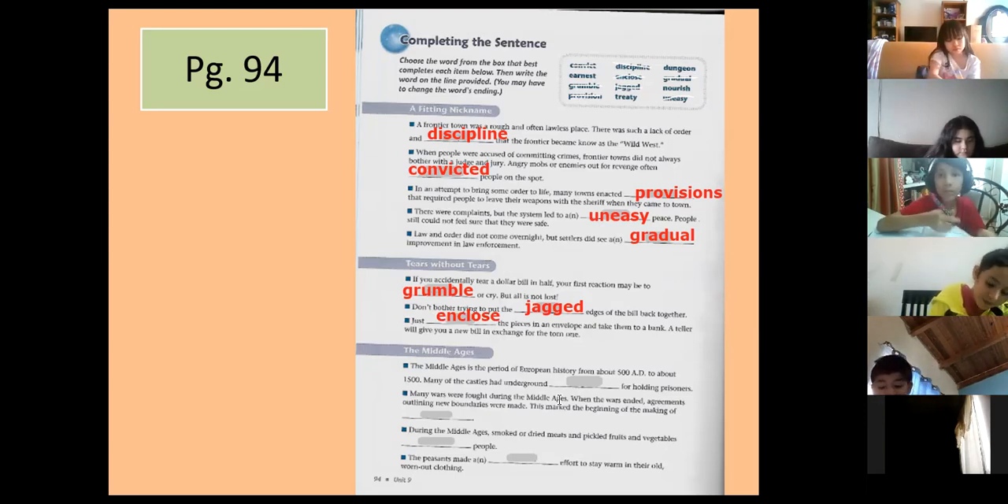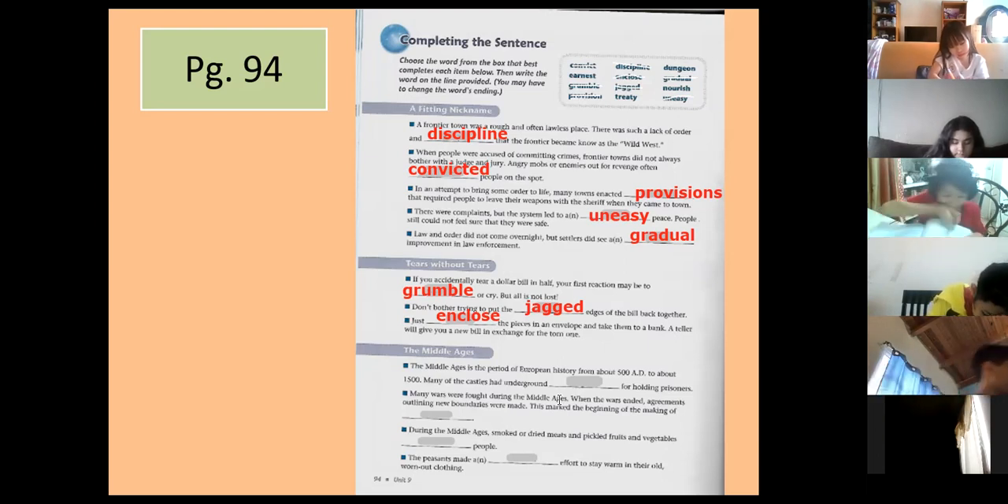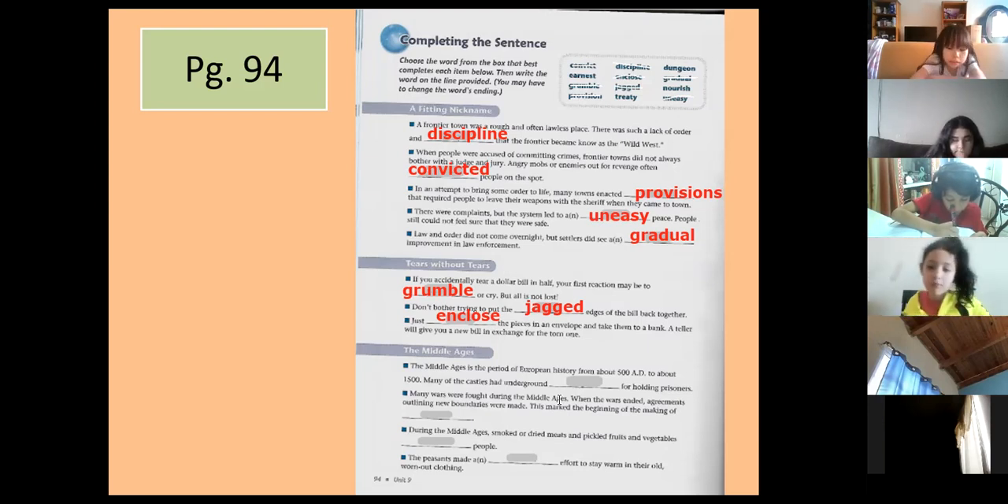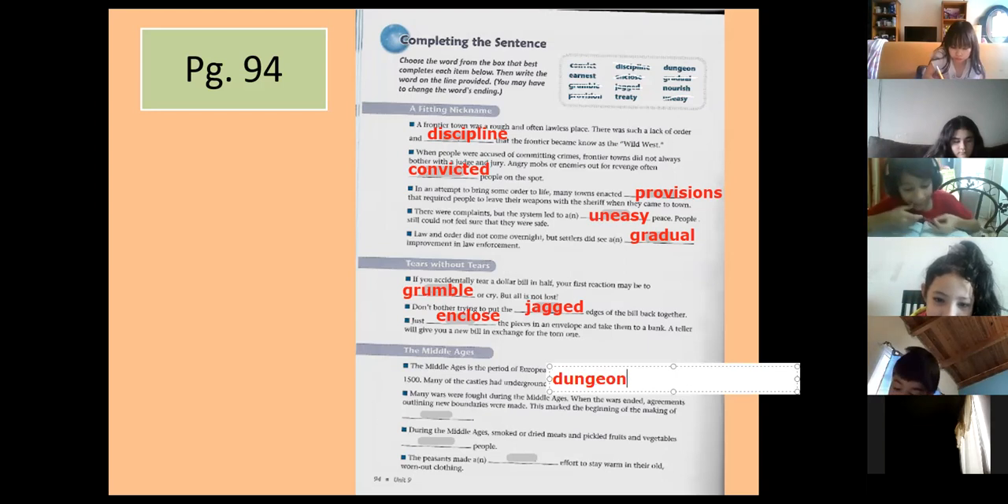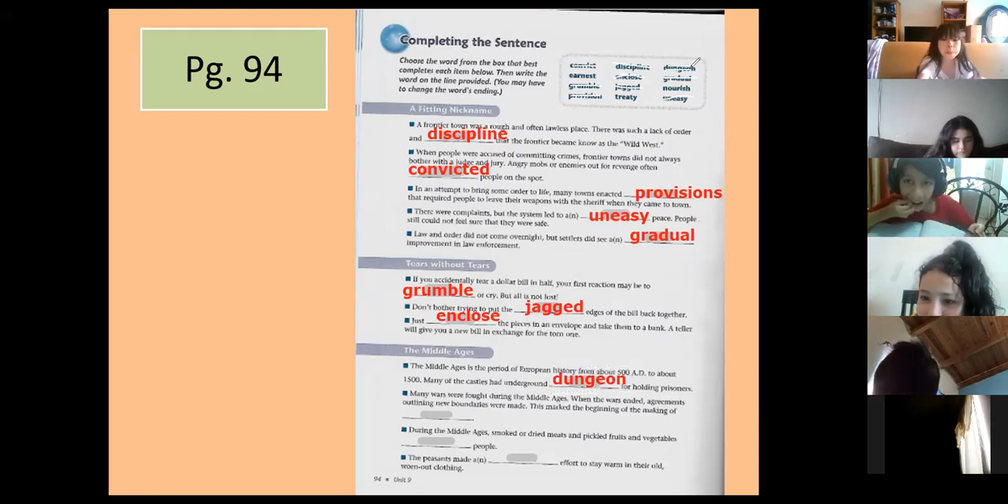So you enclose something. Now, the Middle Ages, it says the Middle Ages is the period of European history from about 500 after Christ to about 1500. Many of the castles have underground dungeons for holding prisoners. Dungeon. Dungeon, excellent. That is the word, dungeon. So let's write it down, dungeon here. To have the prisoners, excellent.